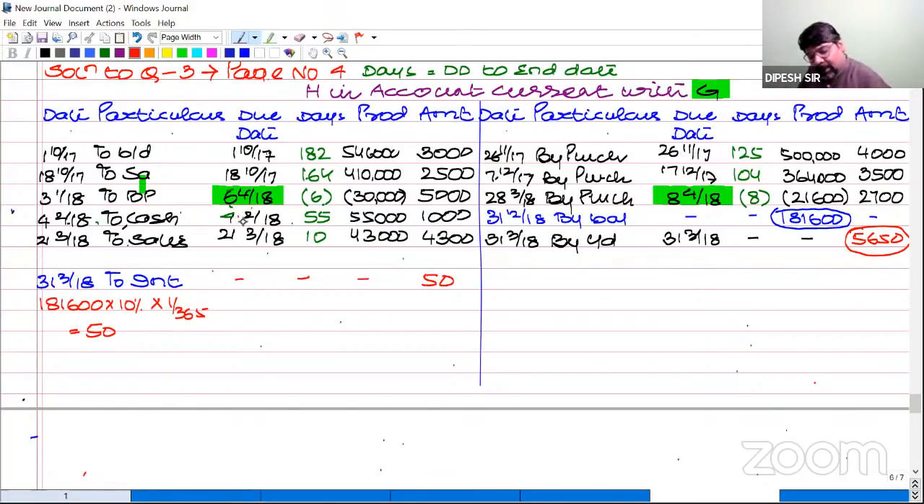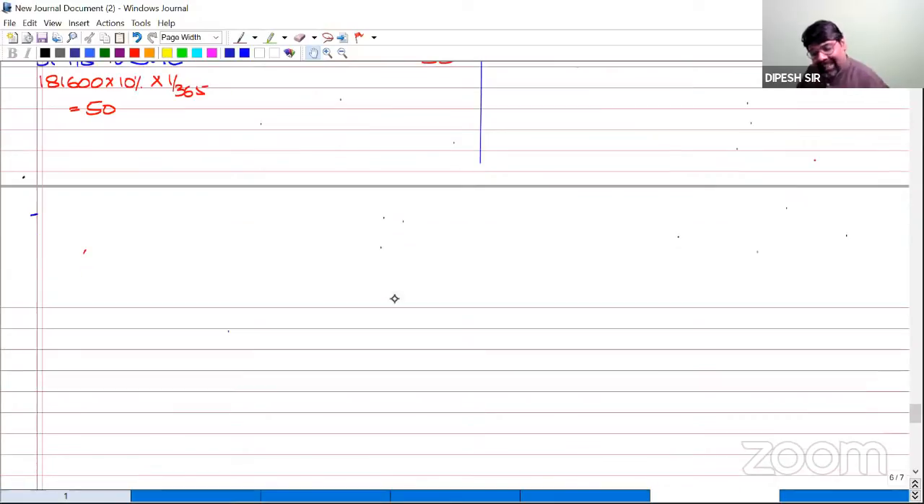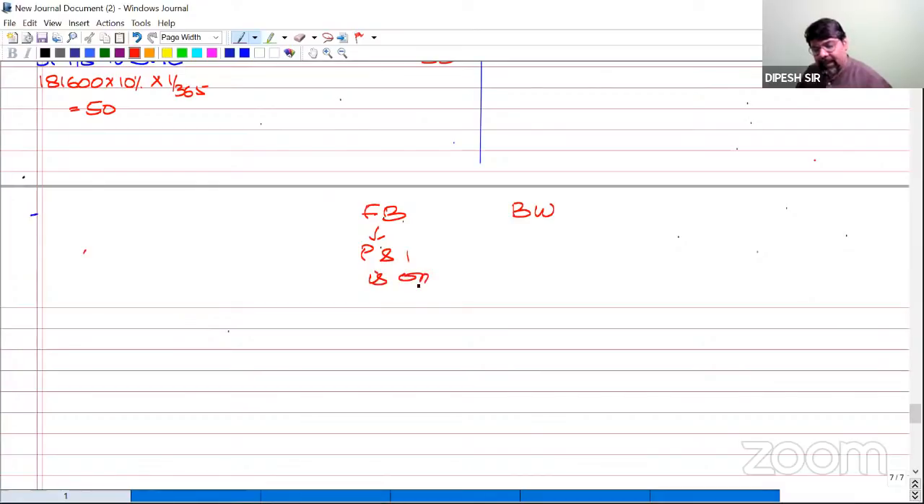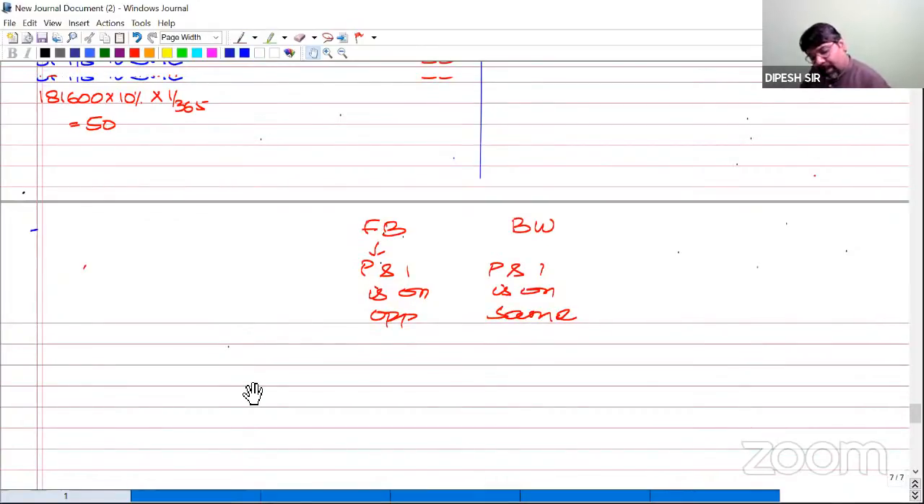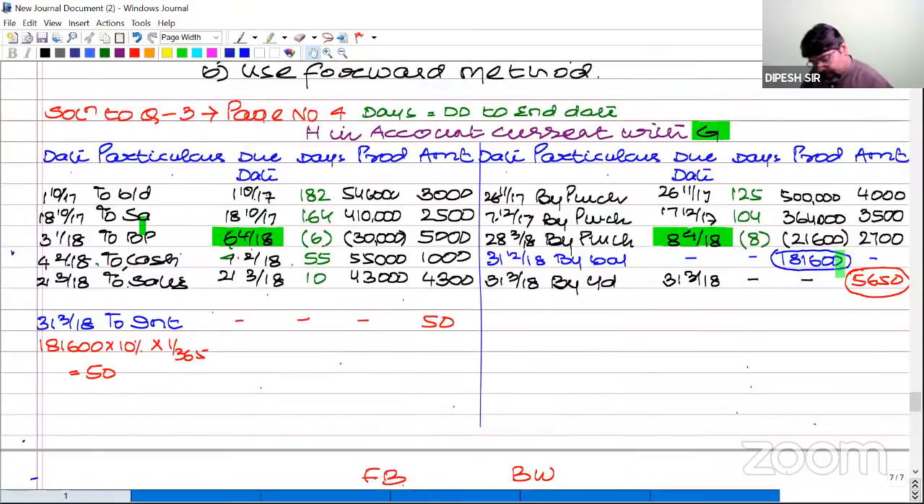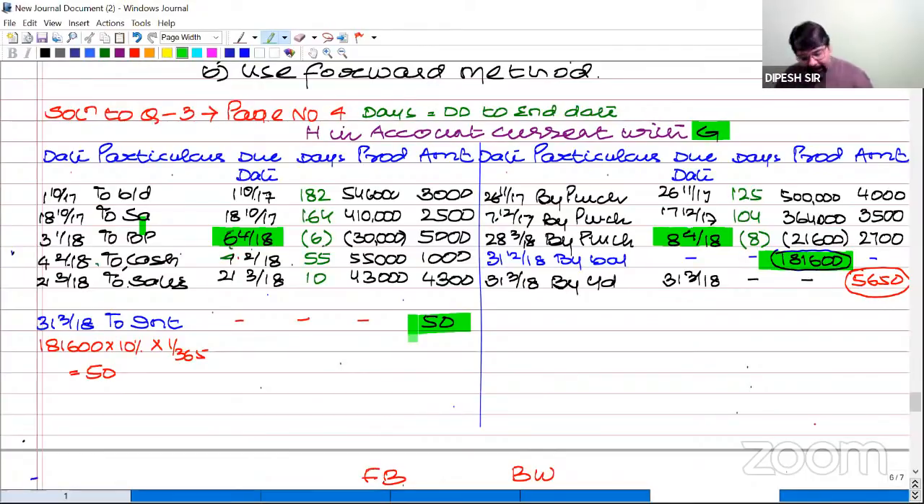So if you ask me, what is the difference between forward and backward method? In forward, product and interest are on opposite sides, and in backward, product and interest are on the same side. See over here, product, chartered, is over here, 181, but interest is over here. In balance of product, this 181,600 would have come on the debit side. So that's all for your account current, chartered.